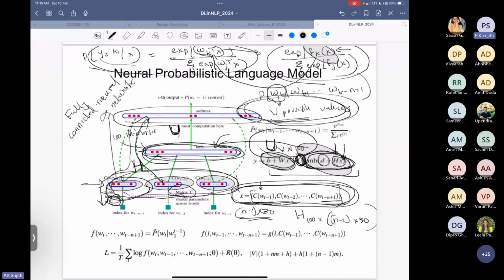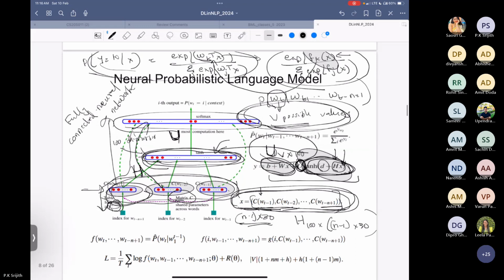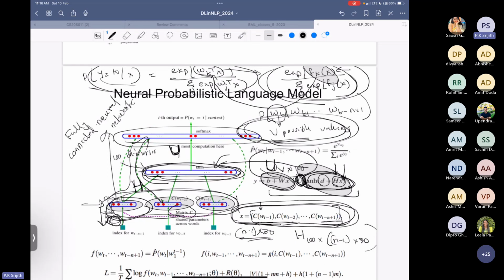See, finally, your output is going to be just one word, right? How do you choose that one word? You choose that one word by computing the softmax, computing this probability distribution over all the V possible words and choosing the word which has maximum probability. Okay.